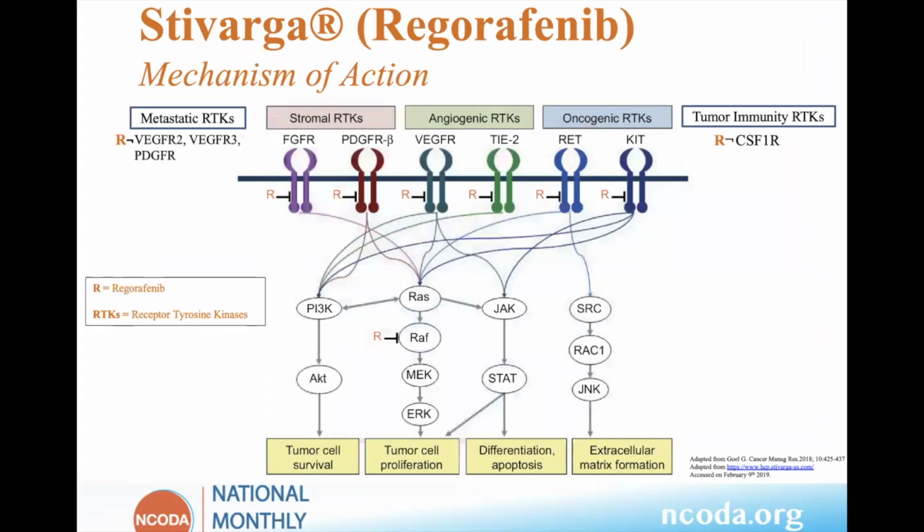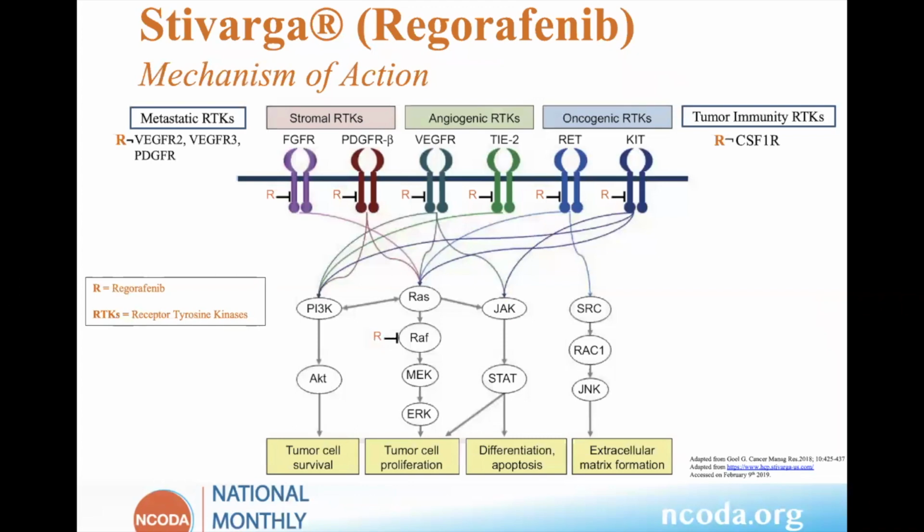As we know, Stivarga is a multi-kinase inhibitor, or a dirty kinase, that touches upon various signaling pathways to ultimately elicit its anti-tumor activities. It acts on prevention of metastases by blocking VEGF receptors 2 and 3, as well as platelet-derived growth factor receptors. Stivarga has an effect on tumor angiogenesis, or the development of new blood vessels to the tumor, by blocking VEGF receptors, TIE2, and other receptors. It works on oncogenesis by blocking protein kinases such as KIT, RAF1, and RET.